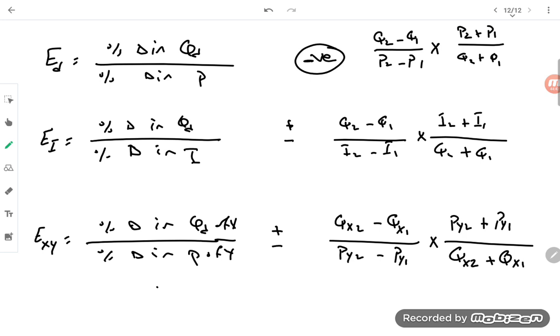And then we talked about point elasticity just in case of price elasticity of demand. And finally, we talked about the relationship between price elasticity and total revenue. This is the end of our lecture today.